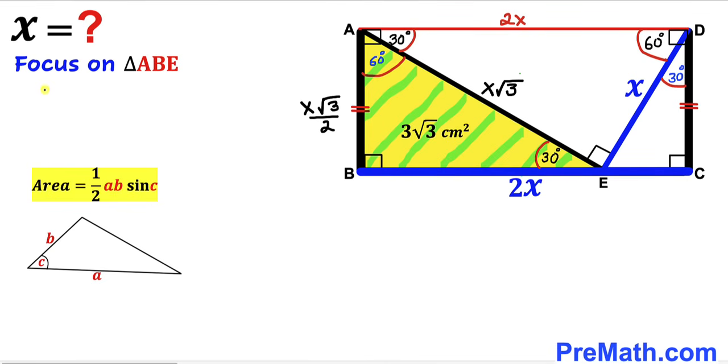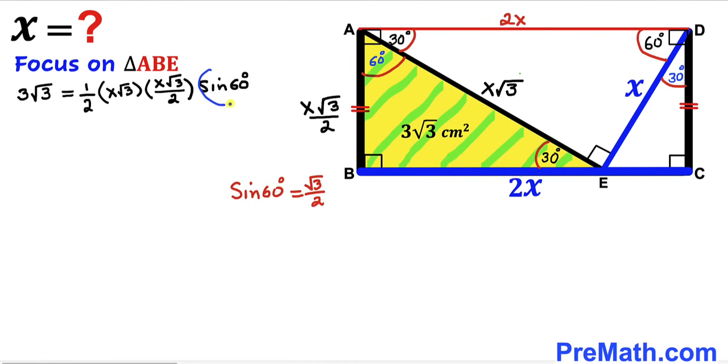So let's go ahead and fill in the blanks in this formula. So the area of this triangle, 3 times square root of 3, is going to be equal to a half times our one side length, x times square root of 3, times x times square root of 3 divided by 2, times sine of our angle 60 degrees. And now we know that sine of 60 degrees is square root of 3 divided by 2. So therefore I'm going to replace this sine of 60 degrees with the square root of 3 divided by 2.